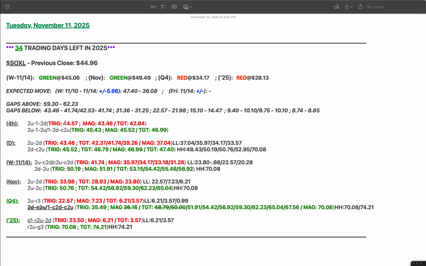So to the downside, 44.57 is the trigger. First target is 43.46, then 42.84. To the upside, the trigger is 45.43. Magnitude is 45.52 with an extended target of 46.99.